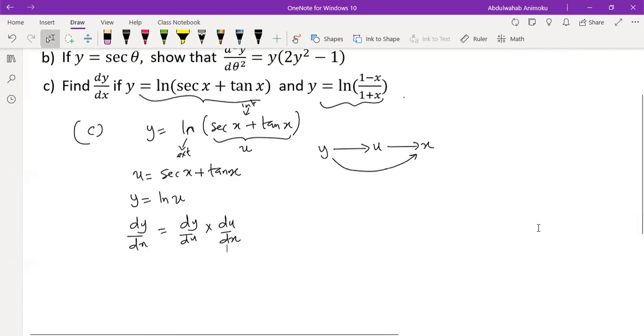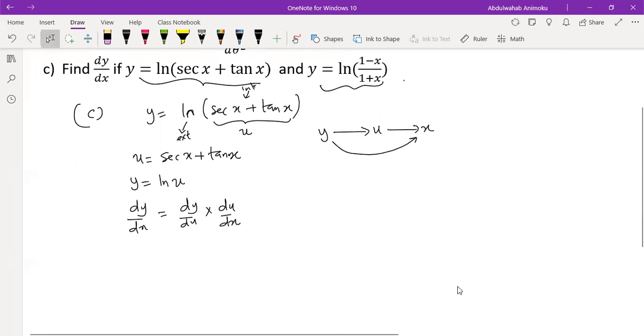Now we need to find the derivative of y with respect to u. So this is very easy. dy/du is just the derivative of ln u, which is just 1 over u.